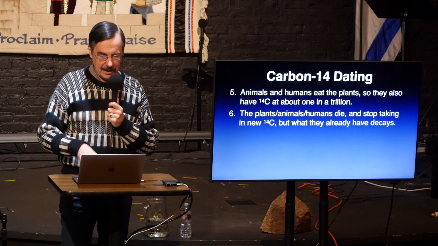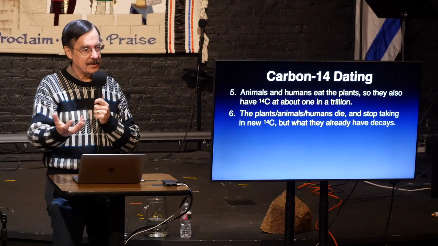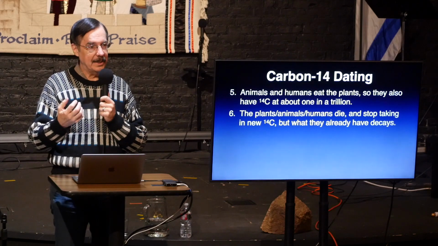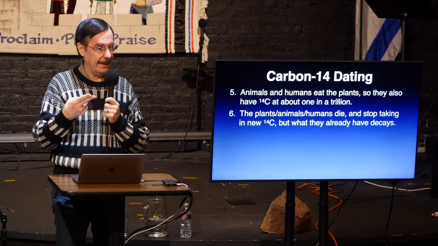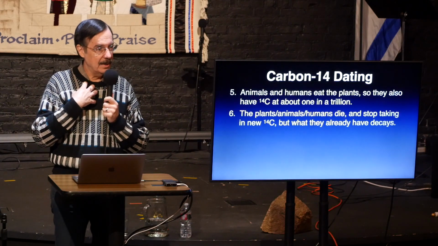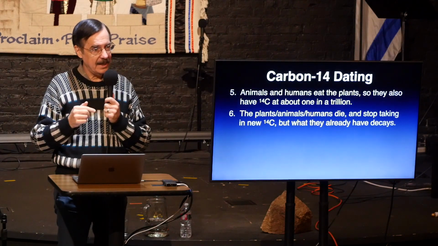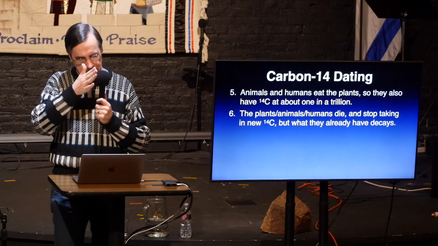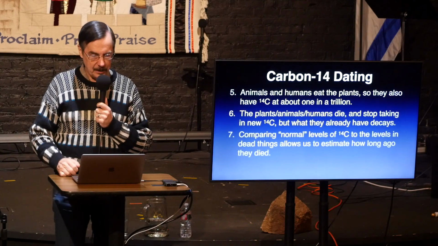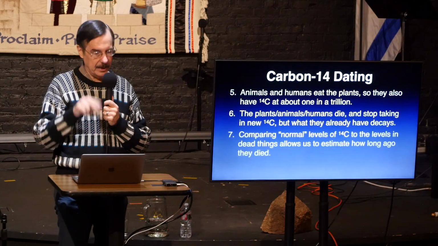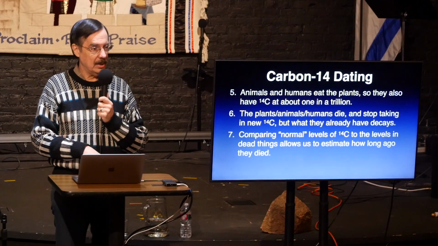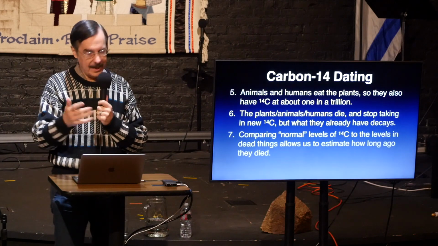As the plants and the animals or humans die, they stop taking in new carbon dioxide, carbon-14, because they stopped breathing and they stopped eating. So new carbon dioxide does not come into their bodies anymore, but the stuff that was already there decays. So if that is well behaved, then you can do some predictions from it. Comparing normal levels of carbon-14, like 1 in a trillion, to the levels in the dead things allows us to estimate how long ago they died because of the half-life.